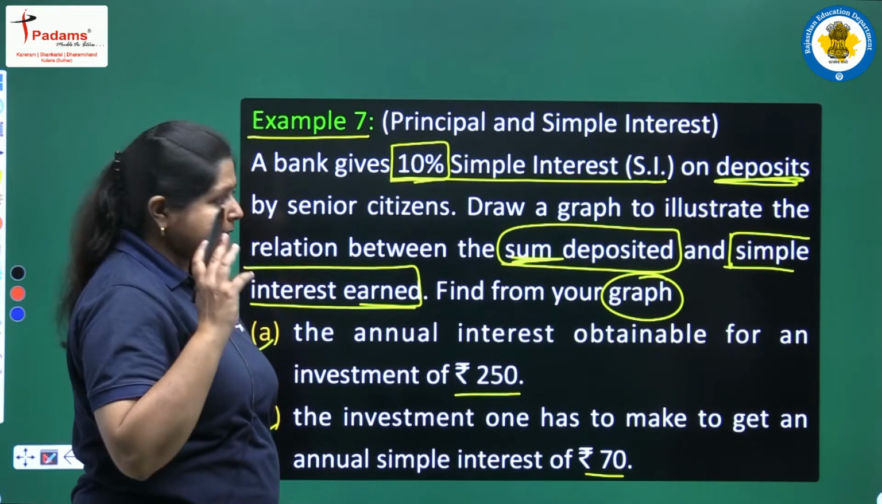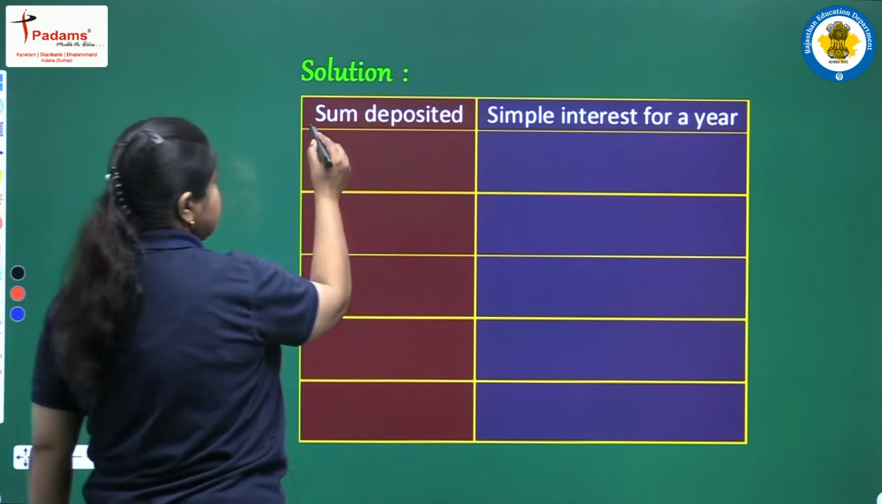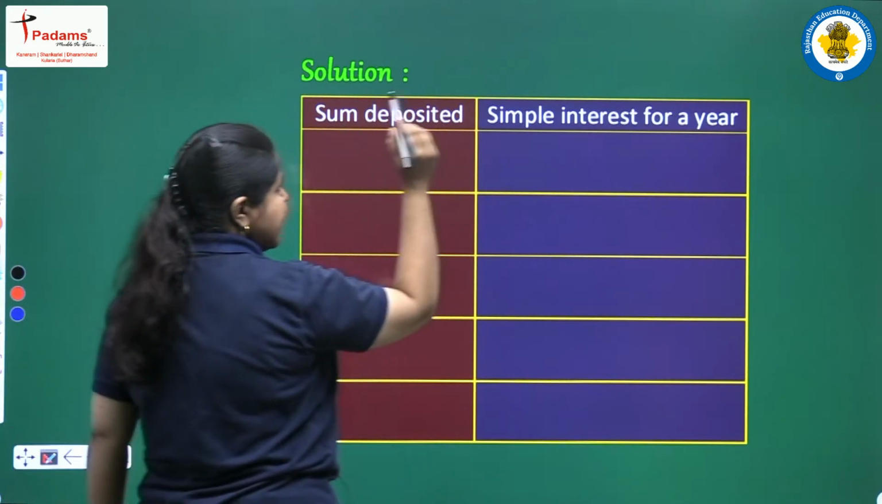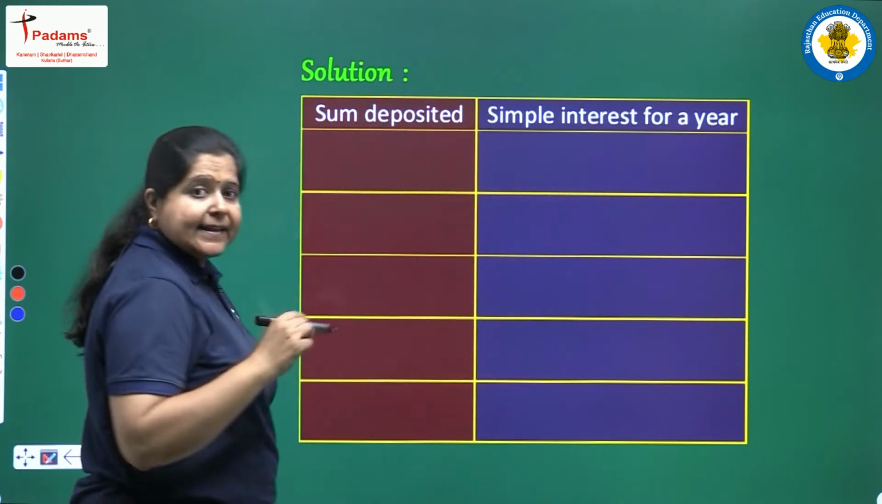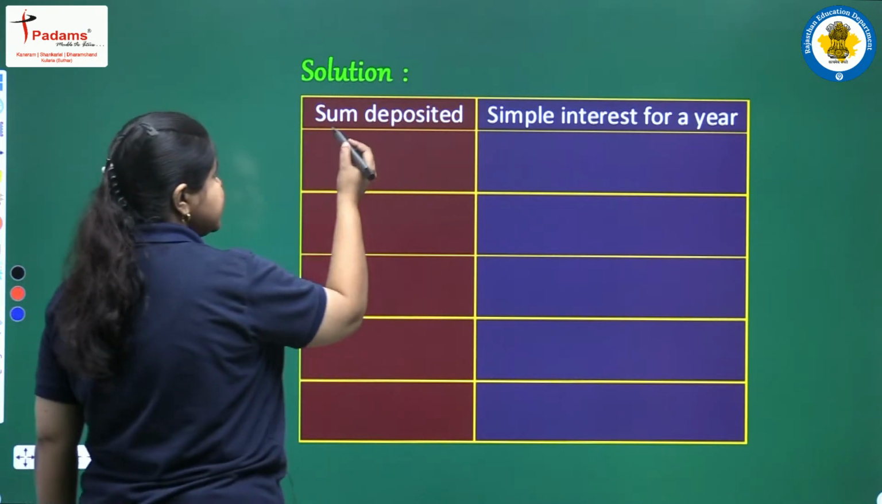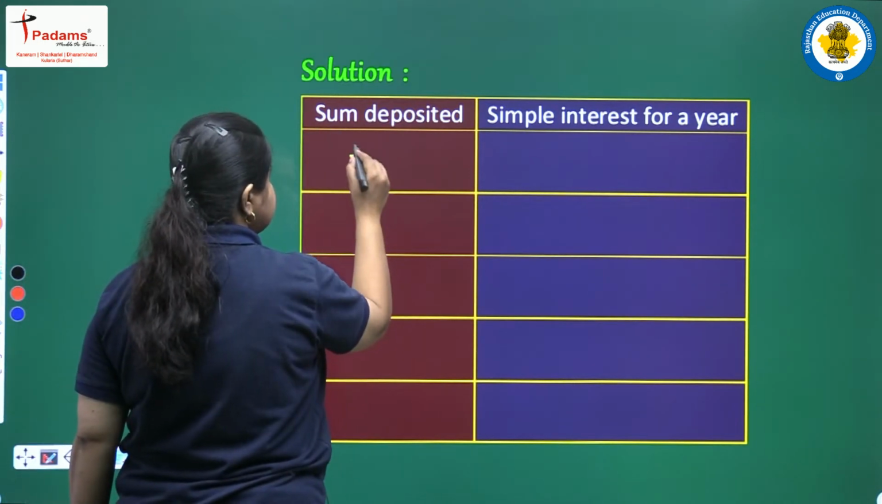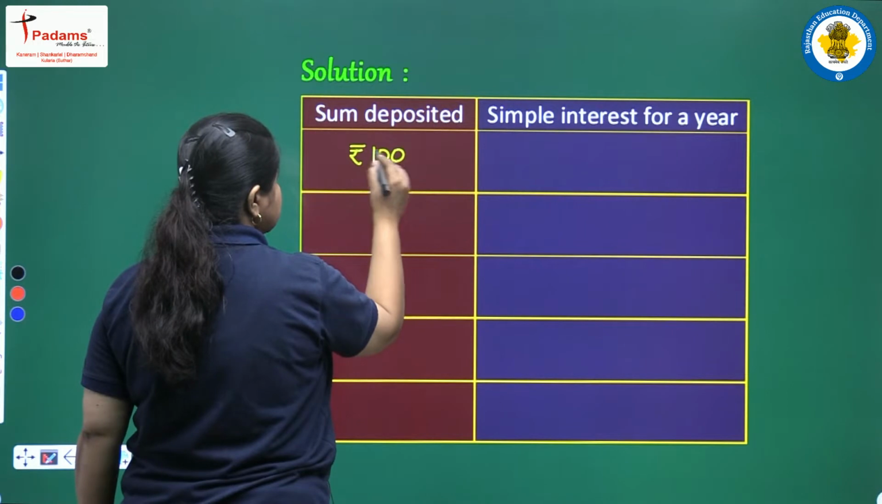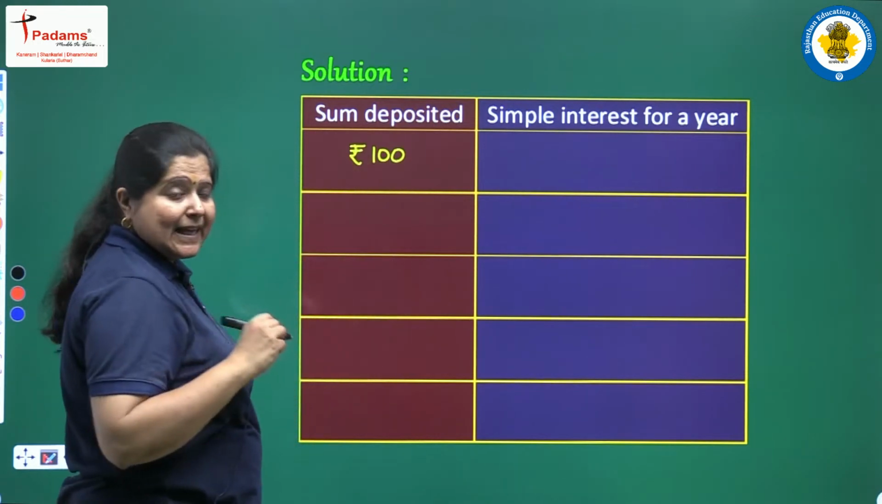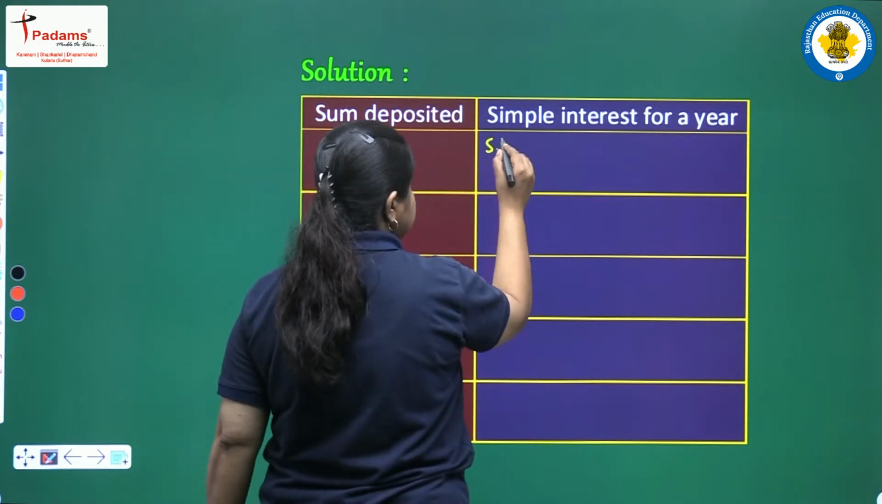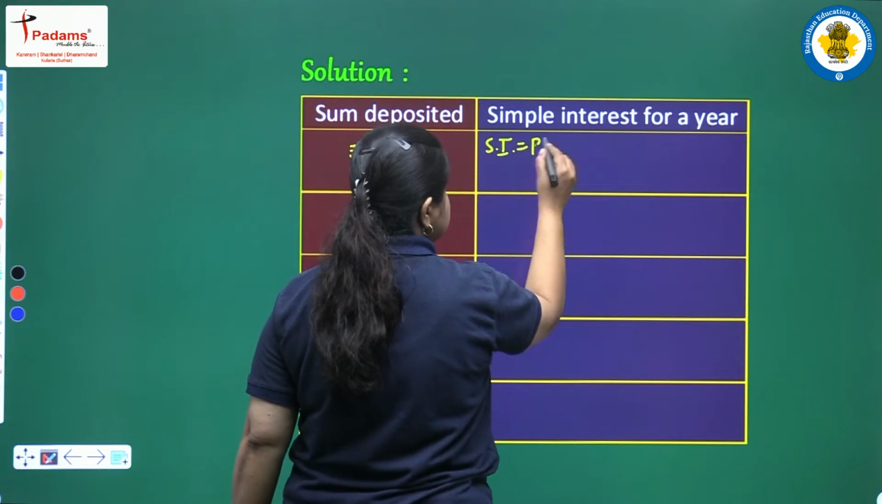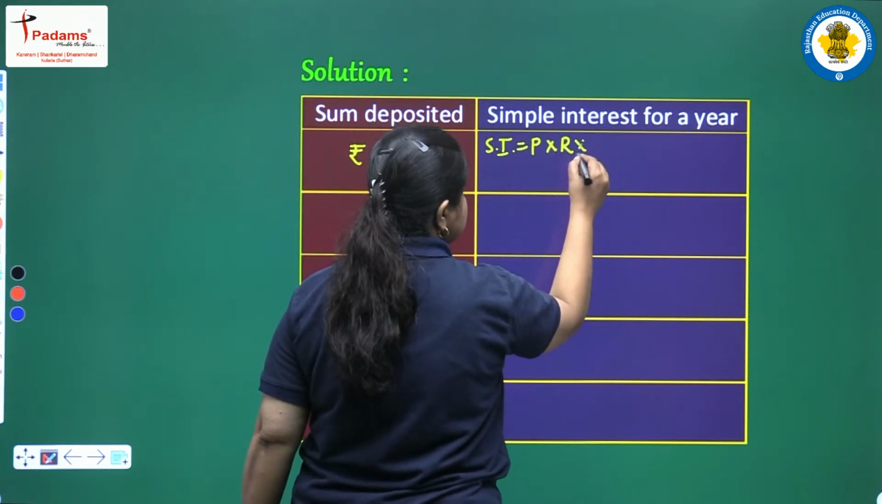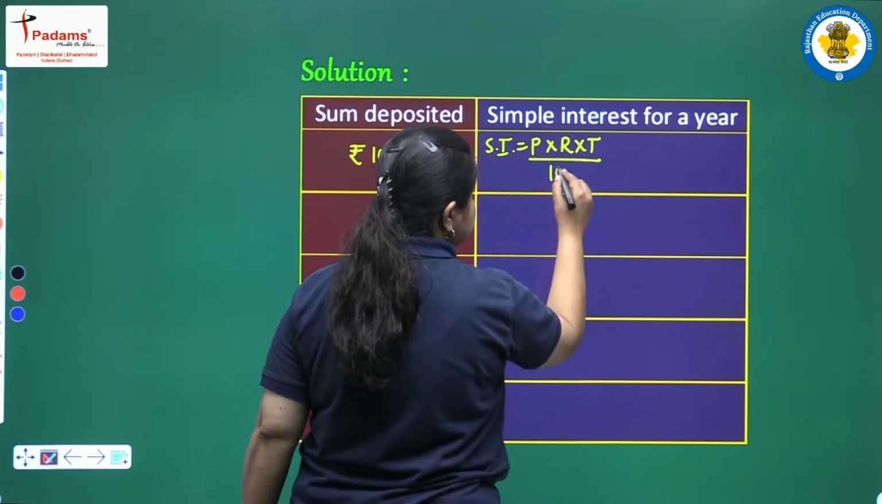For this we draw one table here. We have the sum deposited as the first quantity and simple interest for 1 year as the second quantity. Now if we take the sum deposited to be say ₹100, तो simple interest क्या होगा, हमें पता है it is given by principal into rate into time upon 100. ये हम पढ़ चुके हैं.